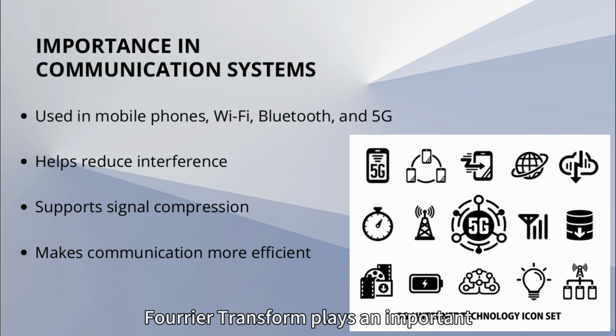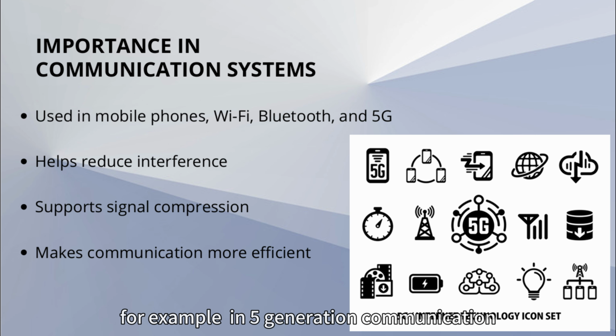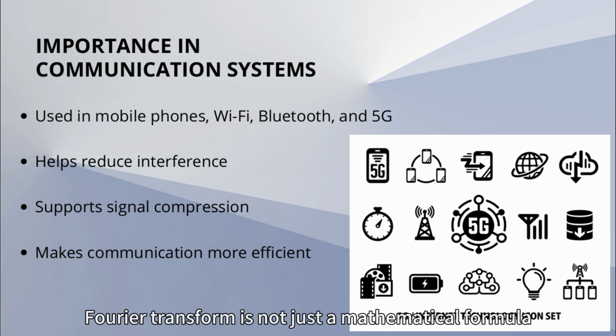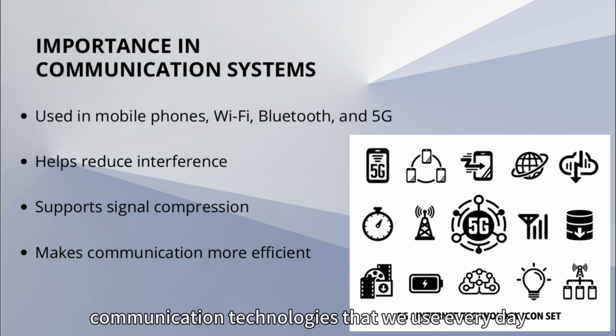Fourier transform plays an important role in modern communication systems. It is widely used in mobile phones, Wi-Fi, Bluetooth, and 5th generation. These technologies all need to transmit signals through different frequencies. By using Fourier transform, engineers can analyze frequency components, reduce interference, support signal compression, and make communication more efficient. For example, in 5th generation communication, signals are divided into different frequency components so that data can be transmitted faster and more effectively. So Fourier transform is not just a mathematical formula, it is actually a basic tool behind many communication technologies that we use every day.